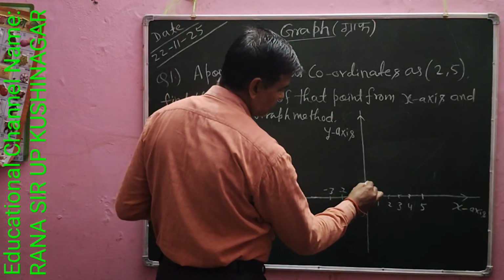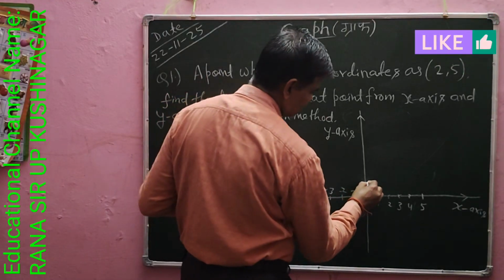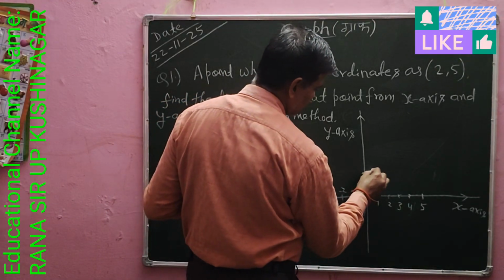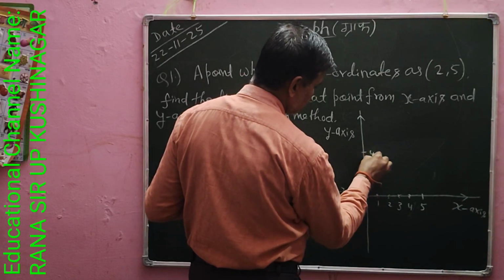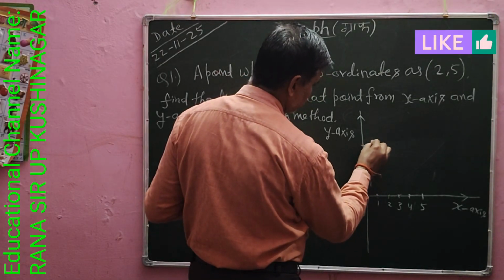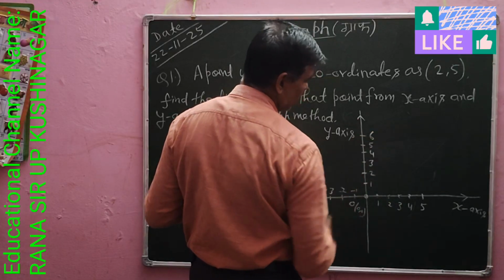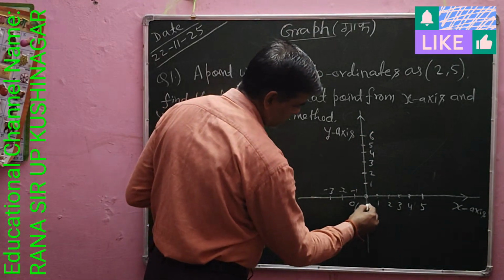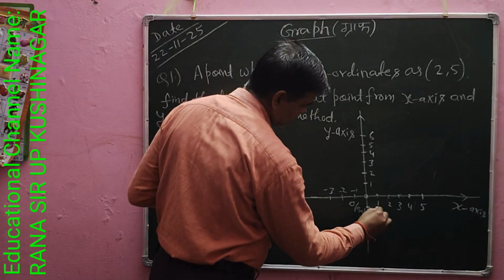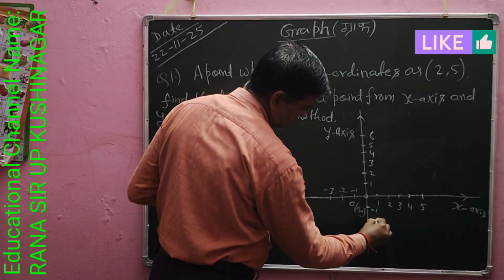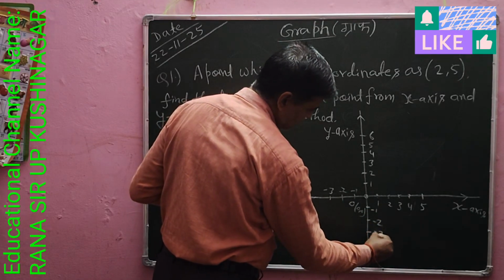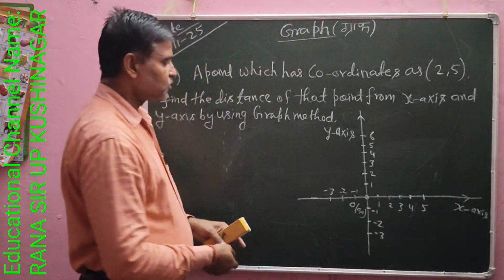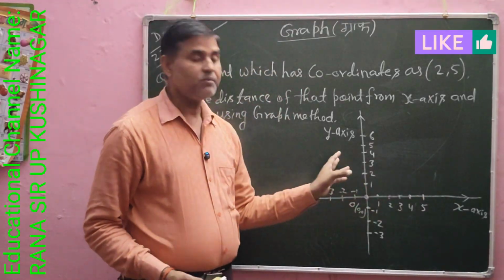Now along the positive y-axis I will write 1, 2, 3, 4, 5, 6 and so on. But on the negative y-axis I will write -1, -2, -3 and so on. So I will say this is the xy plane.